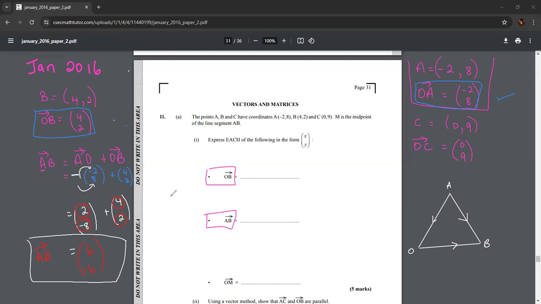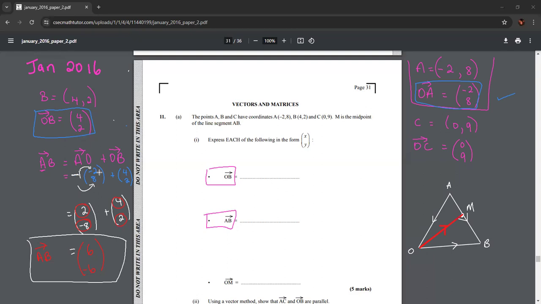Now, they told us that M is a midpoint of AB. So M is at the middle of AB. And what they asked us to find was OM. So O means that you're coming from the same origin all the way to M. So we are trying to find this vector here, which is OM. I'm going to outline it in a thicker red line so you'll see. So we are trying to find OM.